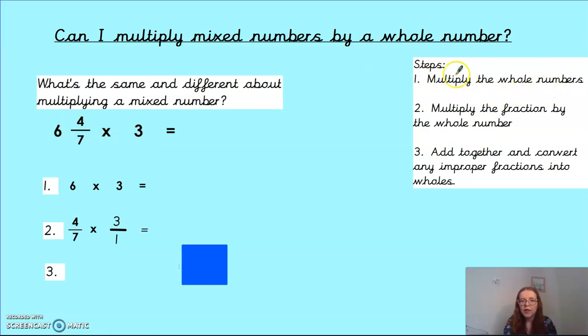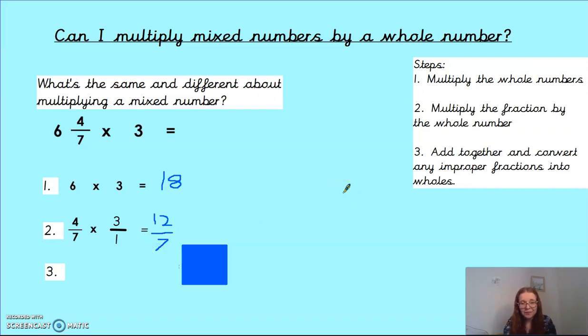So number 1, multiply the whole numbers. 6 times 3 is 18. There we go. And then multiply the fraction by the whole number. Now, if you remember yesterday, we could add a denominator underneath our whole number to give it a number to times it by. And our whole number is always going to have a denominator of 1. So now I can multiply my fraction. I can do 4 times 3, which is 12, and 7 times 1, which is 7.